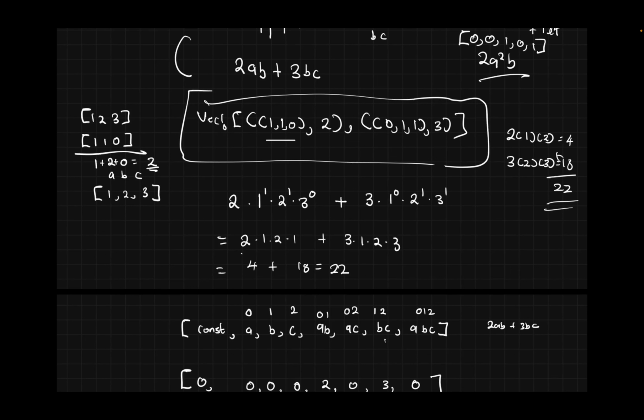We have 8. If we do 2 raised to the power of 3, it gives us 8, so automatically we know that it's 3 variables. If we do 2 raised to the power of 2, it gives us 4. That means if we have 4 elements in the array, we know that it's 2 variables. Yes, exactly.